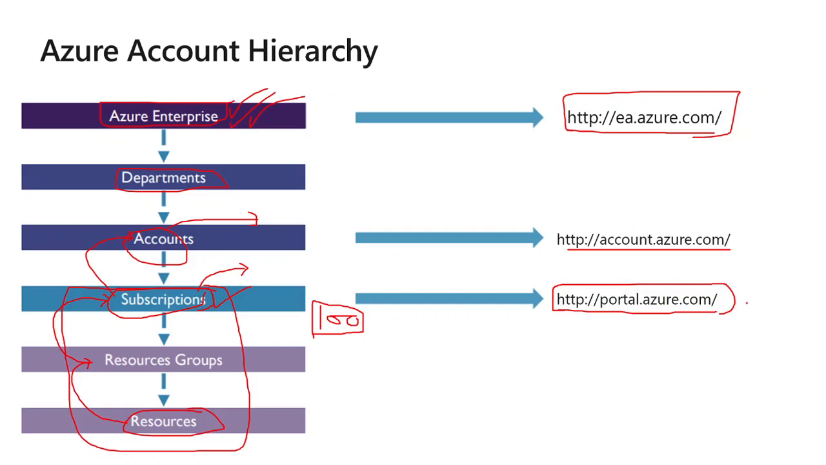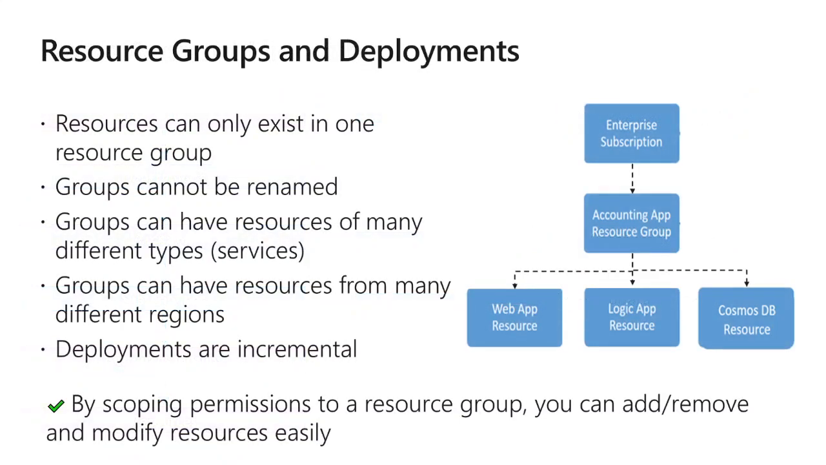All right. You generally use portal.azure.com to access your subscription. All right, let's move further. This is a similar example which we already discussed. A resource can exist in one resource group, right? A resource group cannot be renamed. In Azure, any resource cannot be renamed, guys. Just remember that. Once you deploy, any resource cannot be renamed.